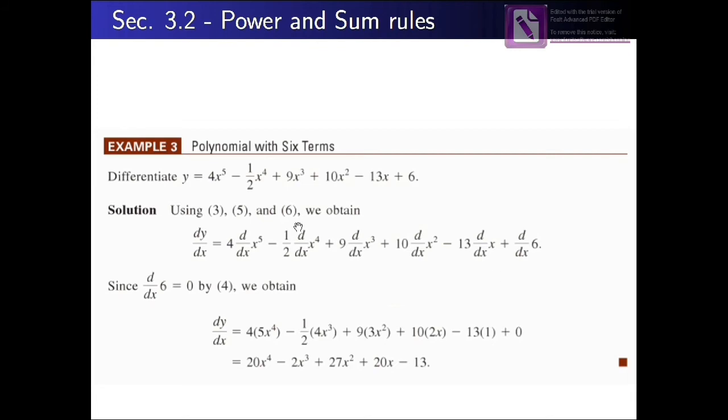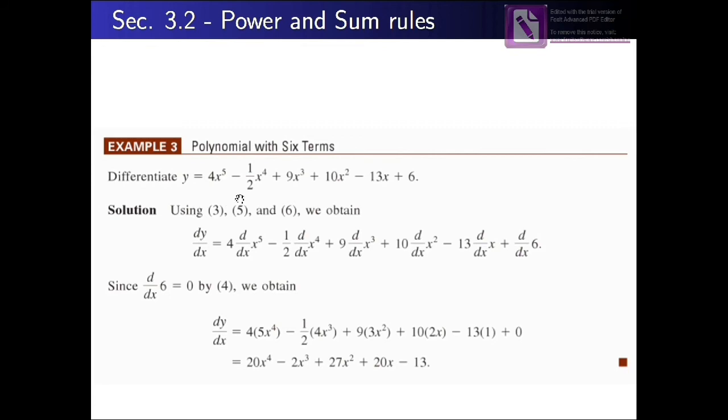Here we have example number 3, polynomial with 6 terms. Differentiate y is equal 4x power 5 minus half x power 4 plus 9x cubed plus 10x squared minus 13x plus 6. So here we have 6 terms. In between we have subtraction and addition. So to find the derivative of this function y, we need to distribute the derivative operator.